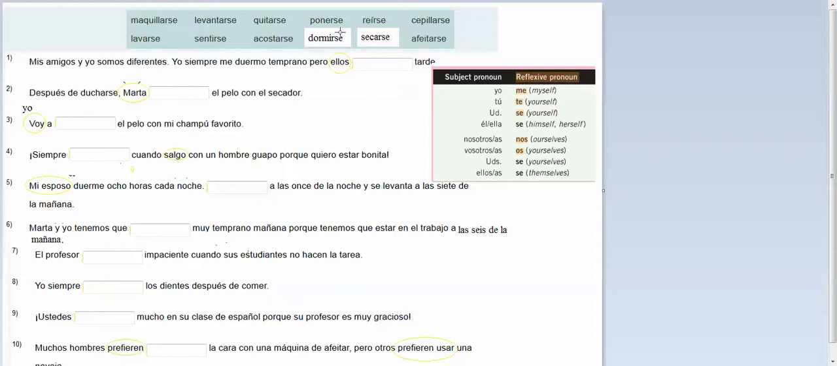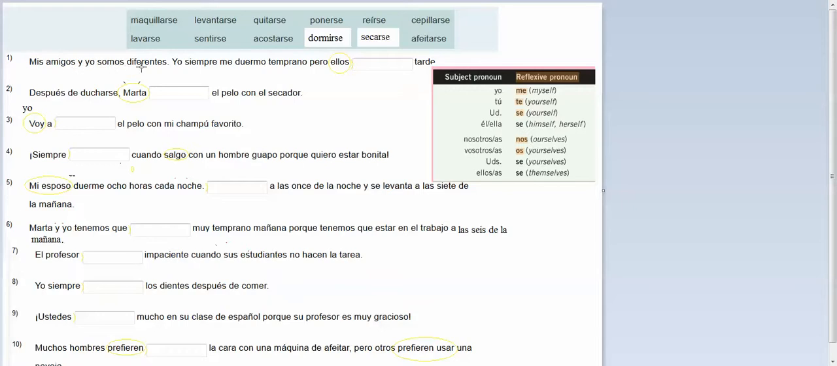You can also use ponerse to say that you become or you start to feel a certain way, like me pongo enojada or me pongo triste, like something made you become sad. Reírse to laugh, secarse to dry, cepillarse to brush, and afeitarse to shave.